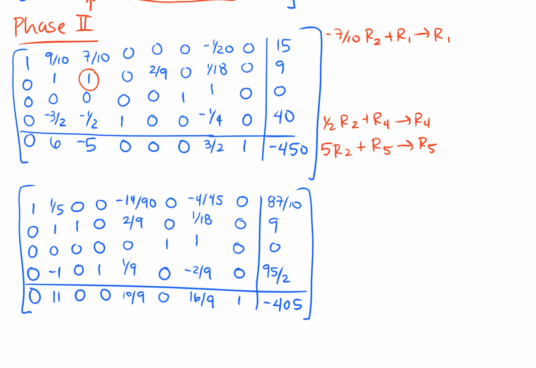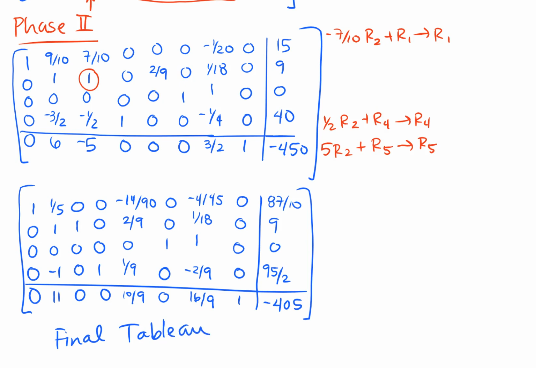Alright, so after pivoting, we see that the last row no longer has any negative terms, except for the constant at the very end, which is acceptable. So this tells us that we are done with the simplex method. So this is our final tableau.